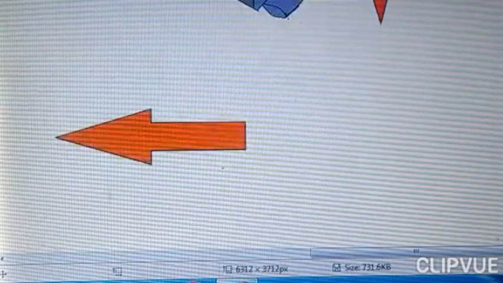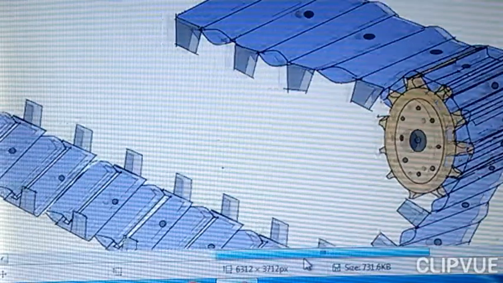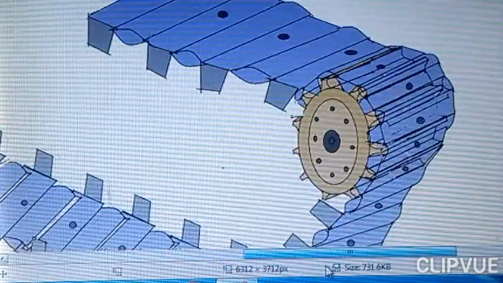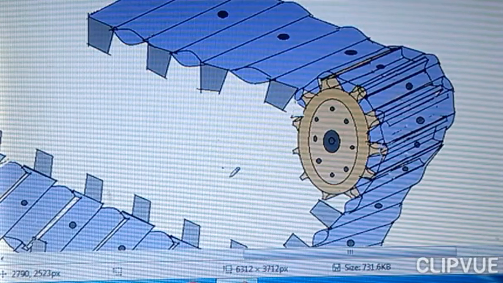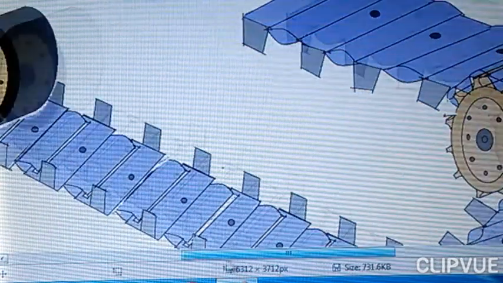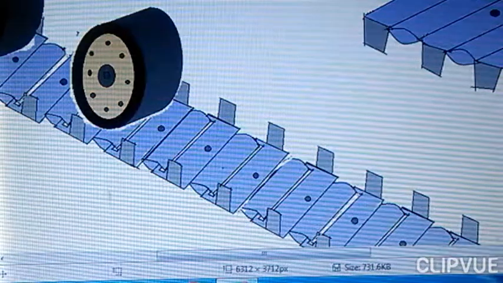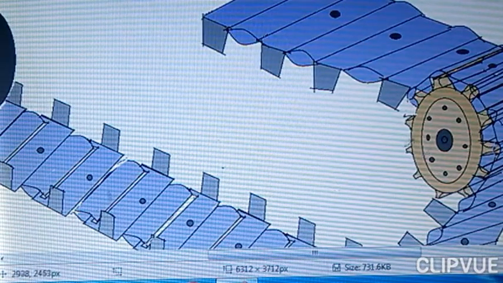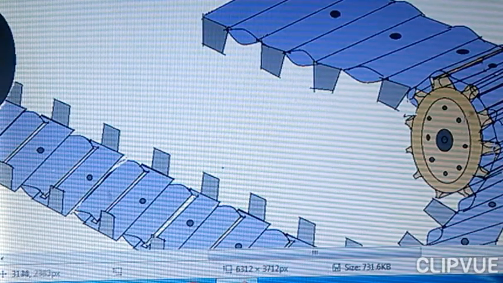The first one, as we see here, the first one is to make a guide for the wheel, as you see here, and the second is to form teeth to drive the track by the driver gear.